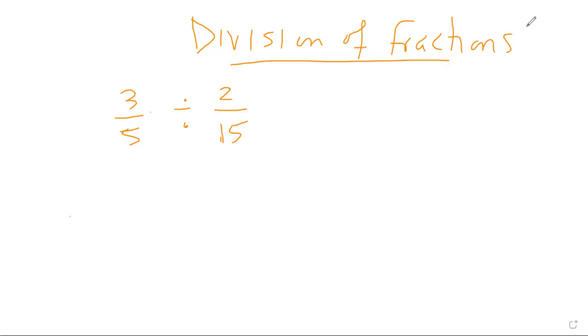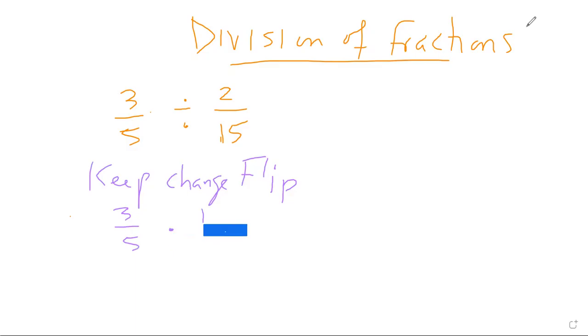So remember, you keep the fraction, keep that fraction the same as it is, change the sign, that is the division sign, to multiplication, and then flip the fraction. In one of the videos that I made on multiplication, I added a division problem and I explained the same process. So we keep the fraction, so 3 over 5. We change the sign to multiplication, and then we flip the fraction.